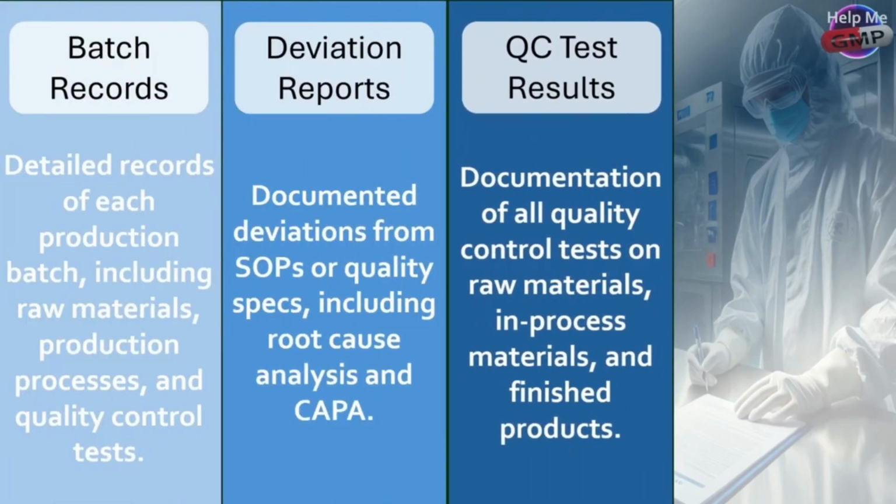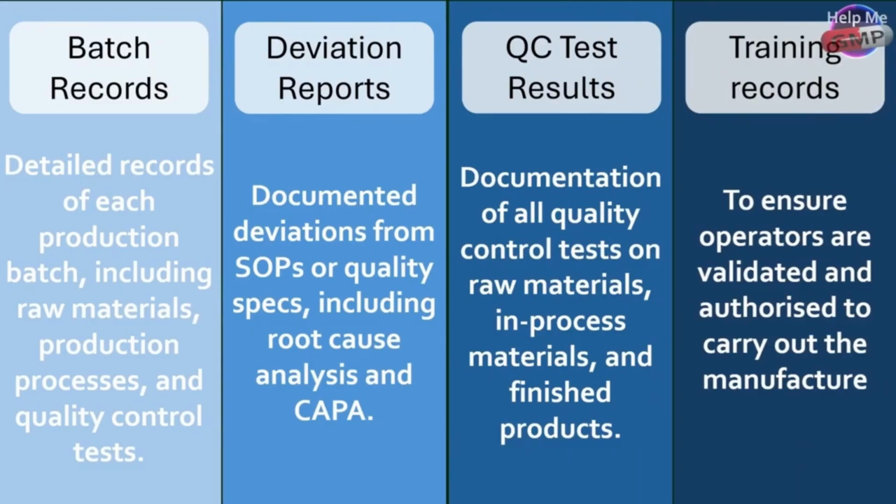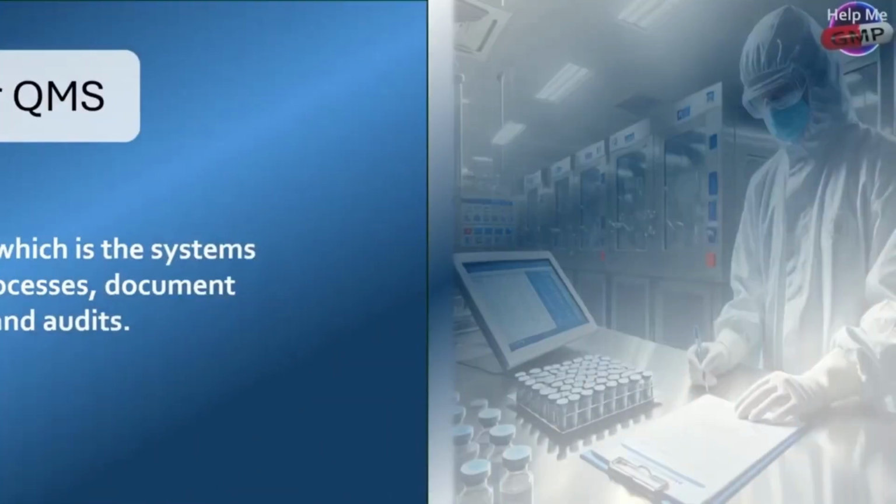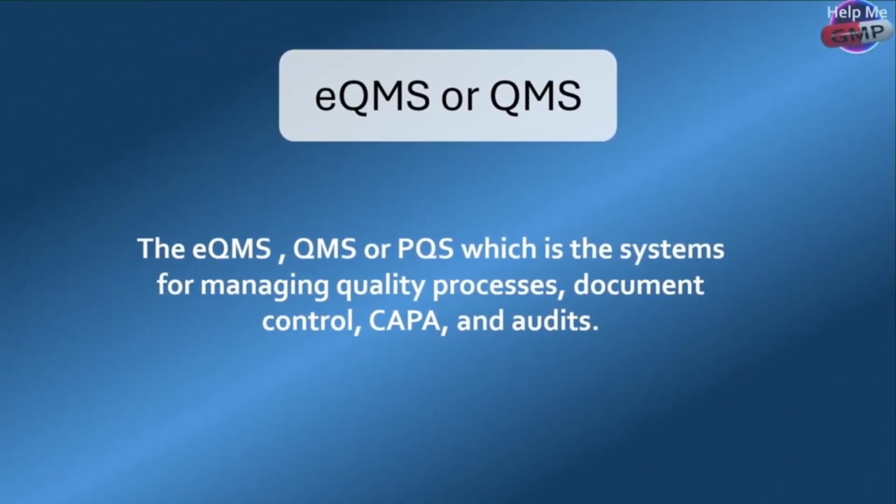Quality control test results. This is evidence of all quality control inspections and tests on packaging materials and consumables, raw materials, in-process materials, and finished products. Training records of operators to ensure they are validated and authorized to carry out the manufacture. And lastly, the EQMS, which is the software system for managing quality processes, document control, CAPA, and audits, and all other aspects of the quality management system.